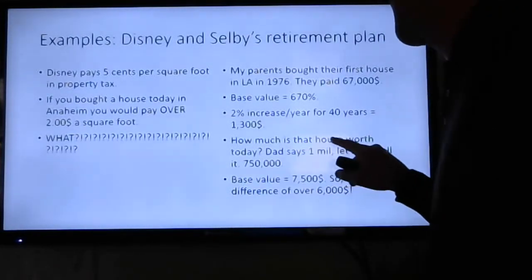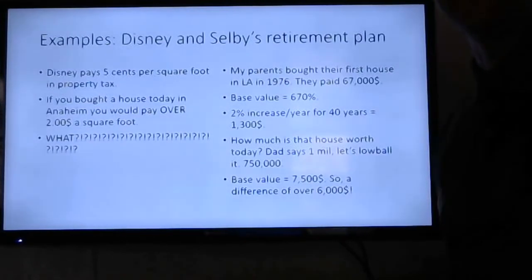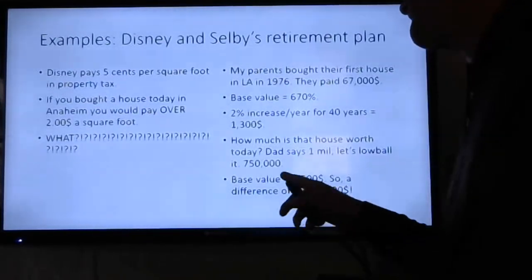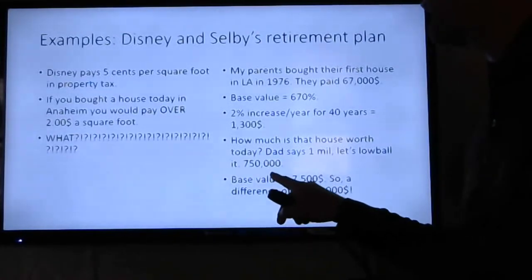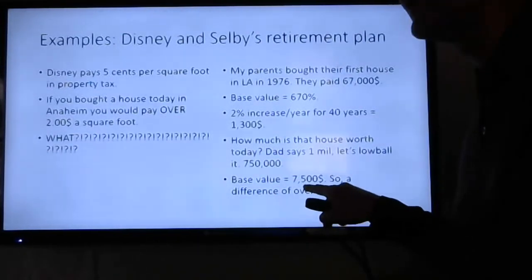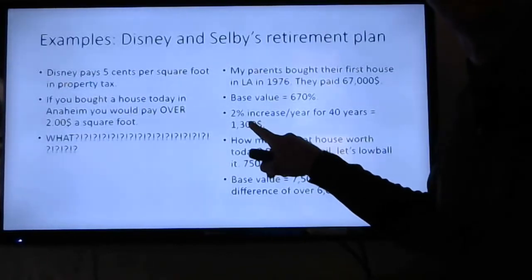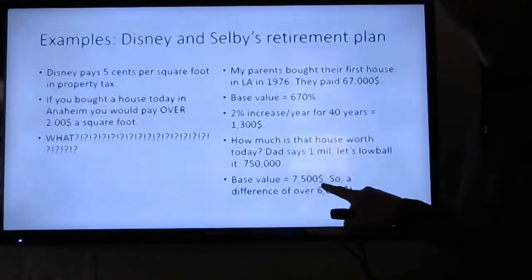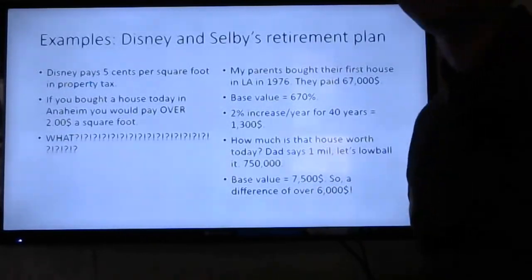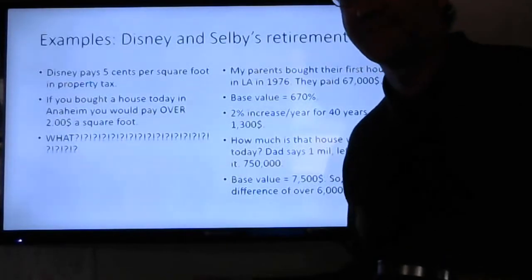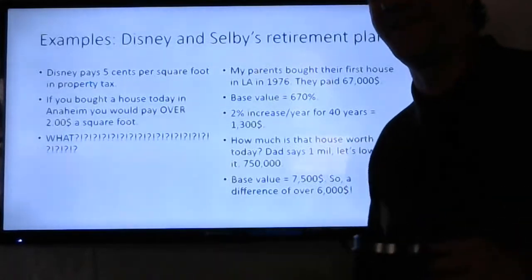How much do you think that house is worth today? Well, my father says it's worth $1 million. Let's just lowball that and call it $750,000. The base value just for this year would be $7,500. But my parents are paying $1,300, leading to a tax savings of about $6,000 a year. It's pretty good. That's why it's my retirement plan. Dad, just give me the house.